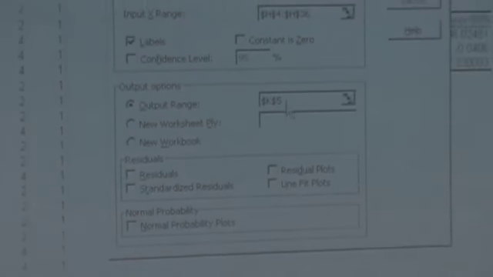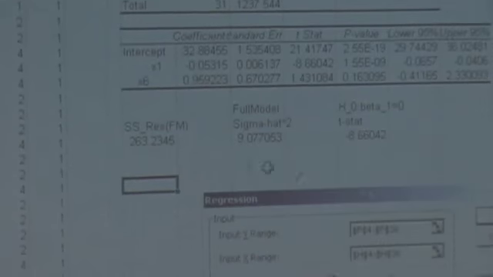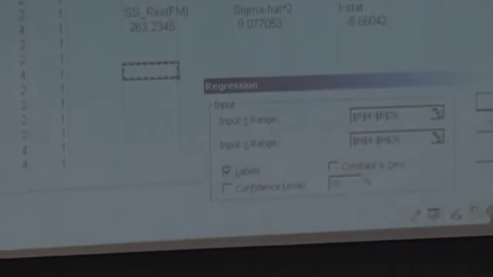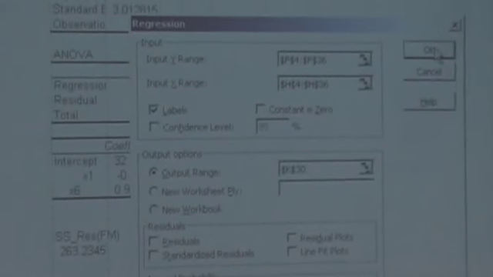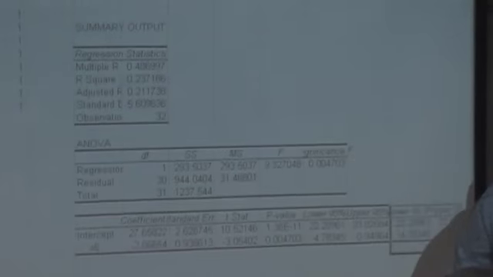Labels, output range, better change that to down here. Okay. Did I get it right this time? Oh, it was on K30 already. That's fine then. Okay. Now, here's the summary output. I hate these things.